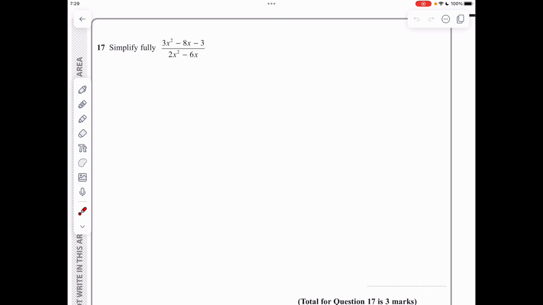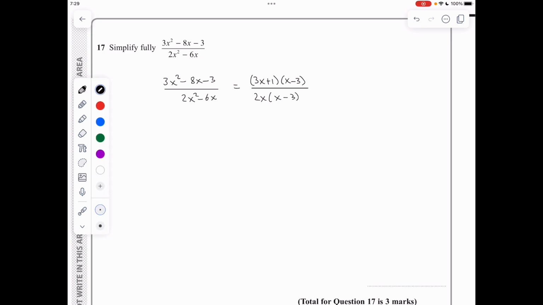In 17, we're asked to simplify fully the expression given here. So we're looking at an algebraic fraction. We will start by factorizing the numerator. This will give us (3x plus 1)(x minus 3). And also in the denominator, we see there's a common factor of 2x. So it's 2x(x minus 3). And then we notice that the x minus 3 can go away. And this leaves us with (3x plus 1) over 2x.